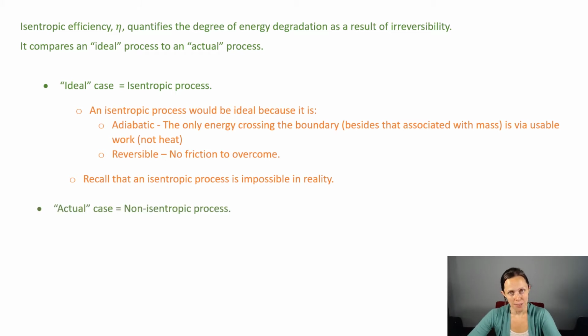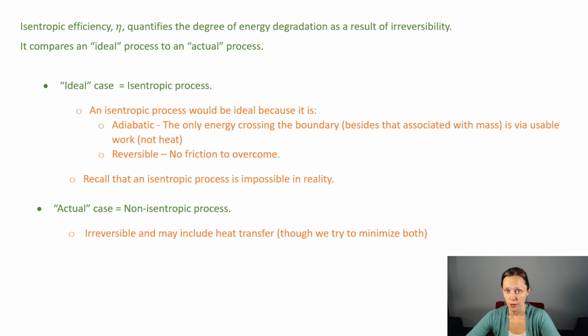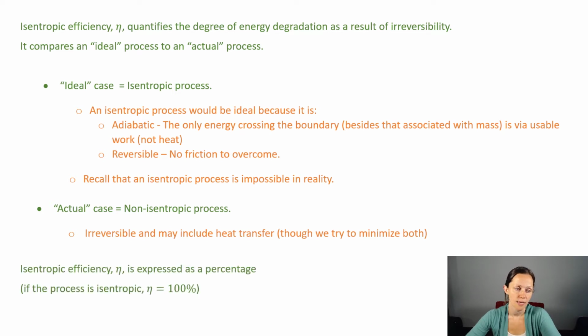The actual process is, of course, the non-isentropic case. So you have irreversibilities in there, you may have heat transfer, but you do tend to try to minimize both of those things. And isentropic efficiency is expressed as a percentage. So if it's 100%, that just means you have an isentropic process.